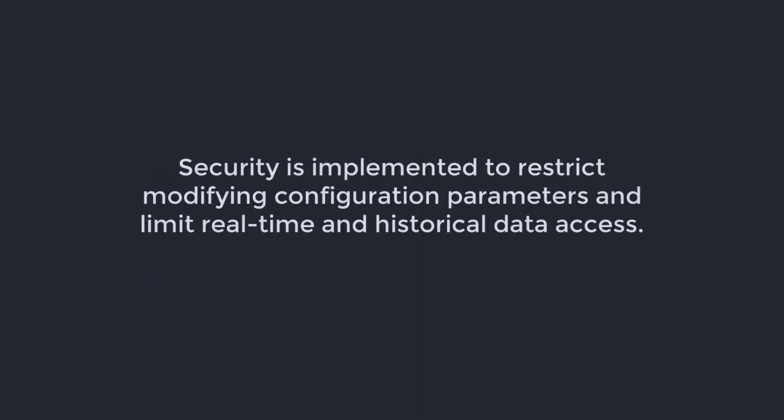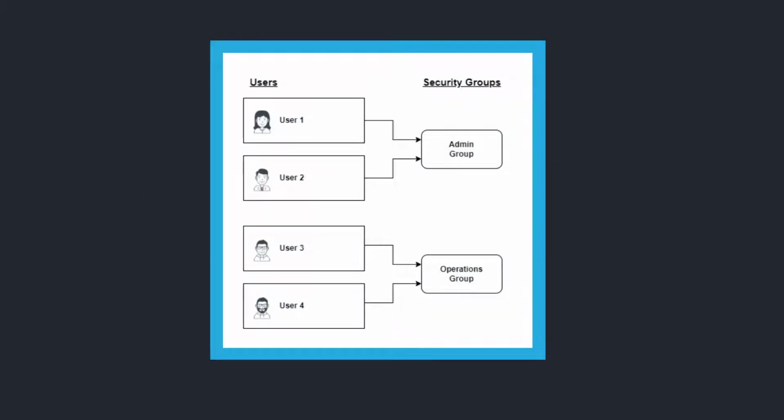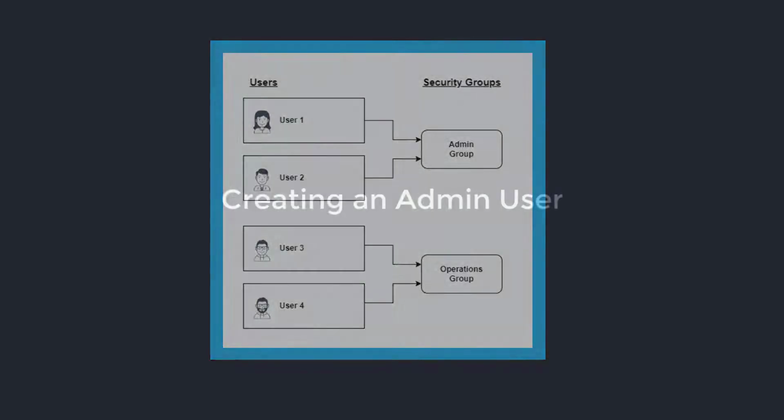Security is implemented to restrict modifying configuration parameters and limit real-time and historical data access. The OAS engine can have multiple security groups defined, each with a different level of access, and each security group can have multiple users associated with it. Each user can belong to only one security group, and users are not allowed to be assigned to the default group.